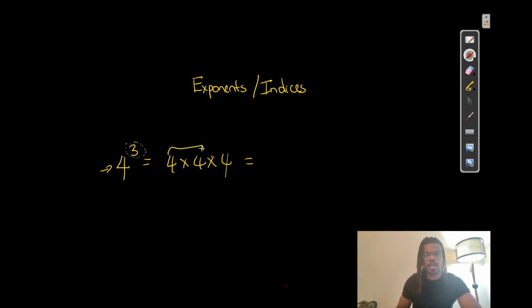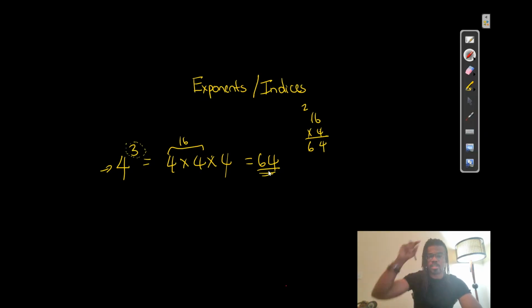So 4 times 4, last time I checked, is 16. 16 times 4, if you ever do it right like this, I don't want anybody to use a calculator yet. 4 times 6, 24. Carry my 2. 4 times 1 is 4, plus my 2 gives me 6. So the answer would be 64. Hopefully that helps everybody understand what exponents are really asking in the first place. The number at the top, the exponent, is really just telling you how many times the base needs to repeat, and you're going to be multiplying the base all together.